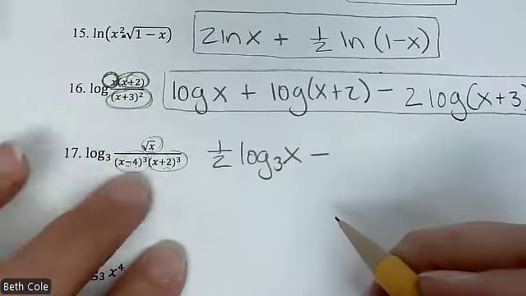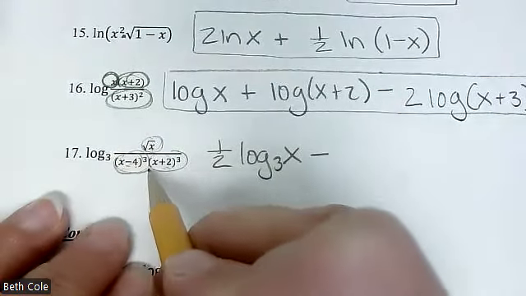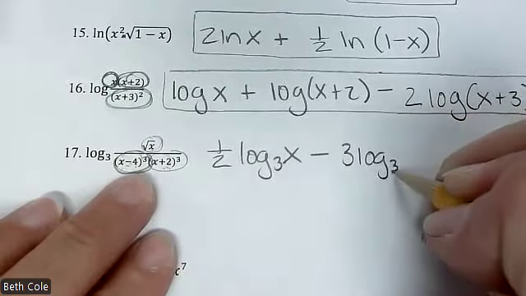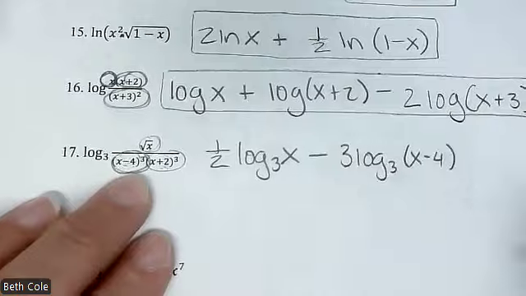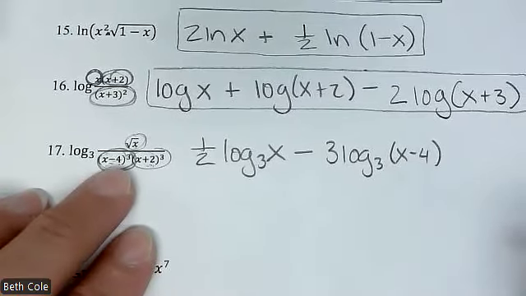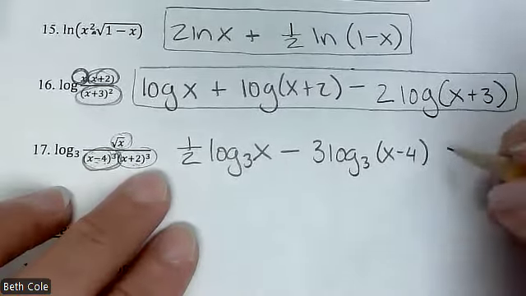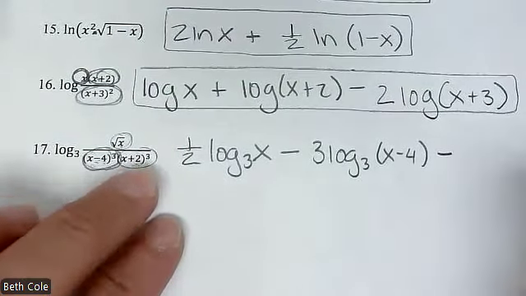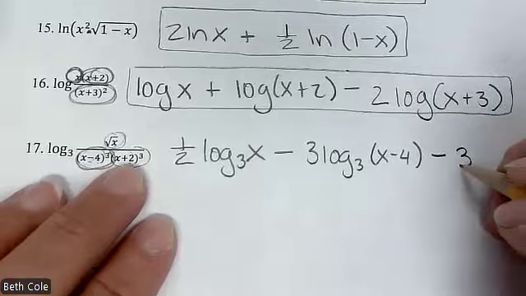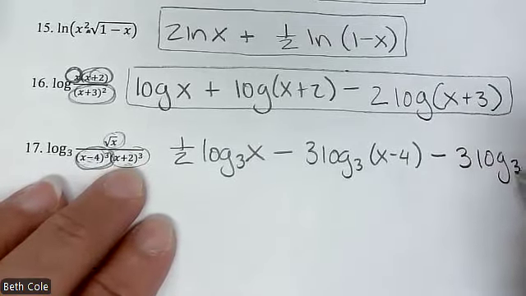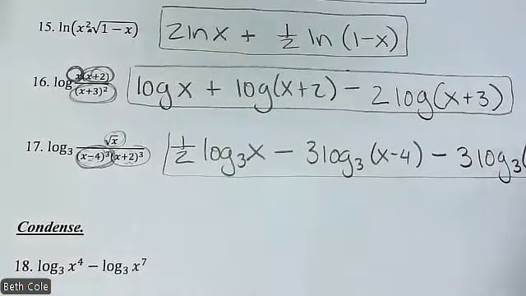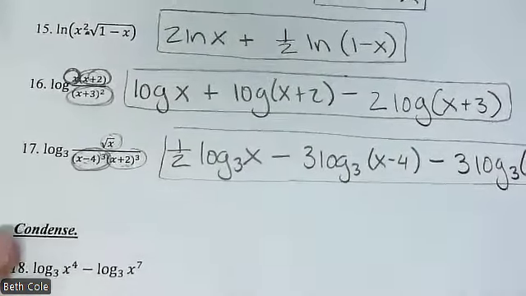Minus, how about this second one? We're looking at this part right here. 3 log base 3 x minus 4. And then good, it's still minus because we're still dividing. Dividing means you subtract. And then the third one would be 3 log base 3 x plus 2. And that's the answer. Again, your goal is to write it as separate logarithms.